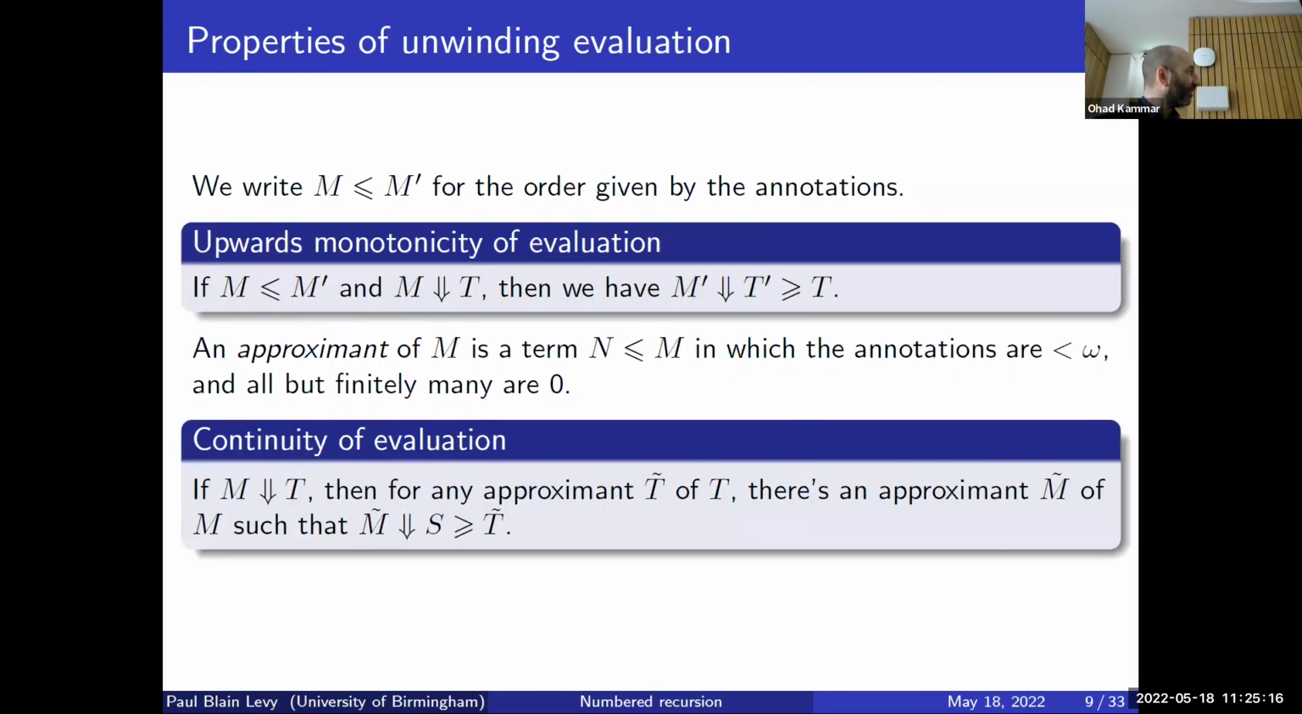For this continuity of evaluation, you have to first prove that substitution is continuous, and that's about it. That's pretty much all. It's quite easy to prove. Generally, this is a convenient way of thinking about continuity. You have a function, you get an answer, then you have an approximant of the answer, there's some approximant of the input. Any approximant of the output can be obtained from some approximant of the input.